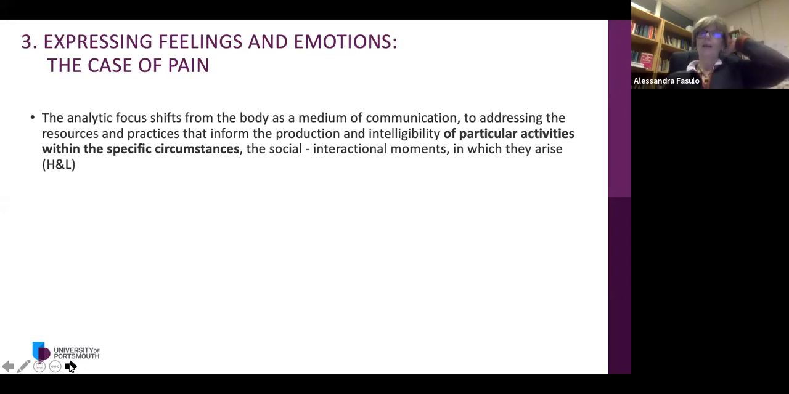So as Ethan Love says very poignantly, the point is not to conceive the body as a medium of communication, as in the idea of body language, but we are addressing the resources and the practices that inform production and intelligibility, the mutual understanding of particular activities within certain circumstances, in the social interaction moments in which they arise.